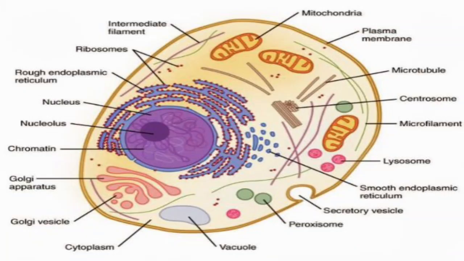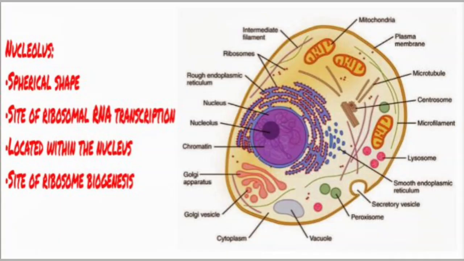The diagram seen on the screen has the following parts to be non-membranous organelles: the ribosomes, the centrosome, the nucleolus, the microfilaments, the microtubules, and the intermediate filaments. The nucleolus is a spherical body found within and the biggest structure in the nucleus. It is the site of ribosome biogenesis, and its primary function is to produce and assemble the cell ribosomes. It is also where transcription to RNA occurs.